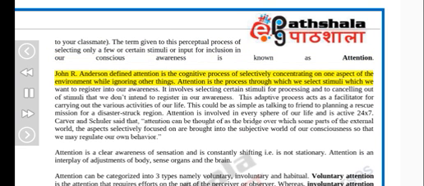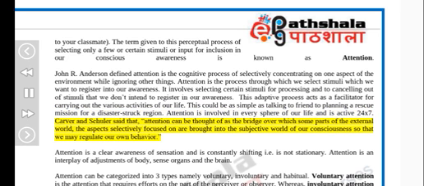John R. Anderson defined attention as the cognitive process of selectively concentrating on one aspect of the environment while ignoring other things. Attention is the process through which we select stimuli which we want to register into our awareness. It involves selecting certain stimuli for processing and canceling out stimuli that we don't intend to register in our awareness. This adaptive process acts as a facilitator for carrying out the various activities of our life. This could be as simple as talking to a friend or planning a rescue mission for a disaster-struck region. Attention is involved in every sphere of our life and is active 24/7.